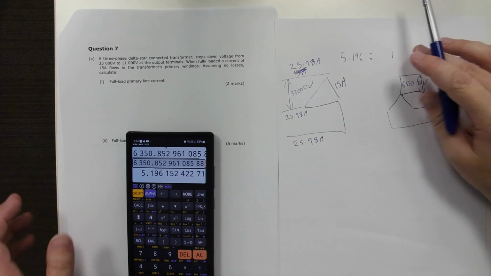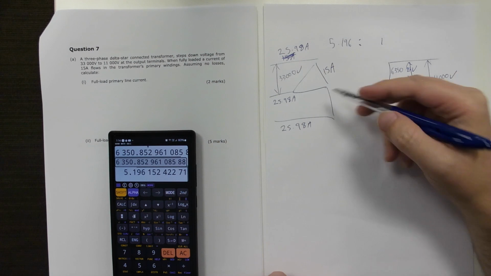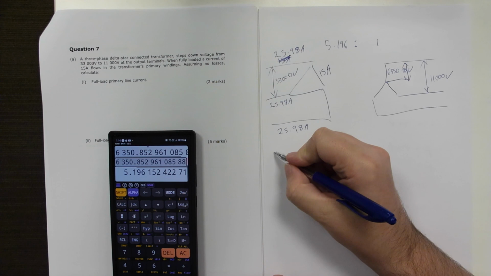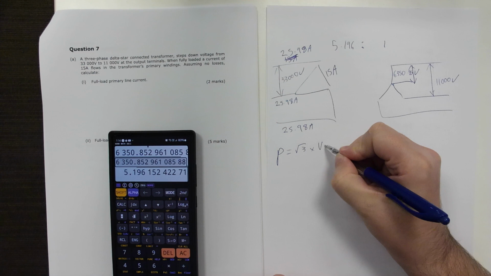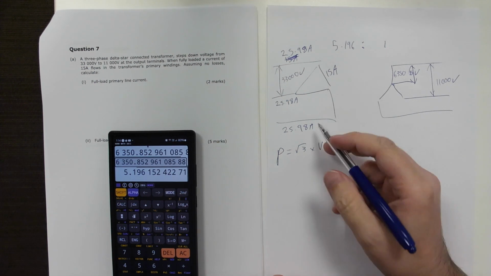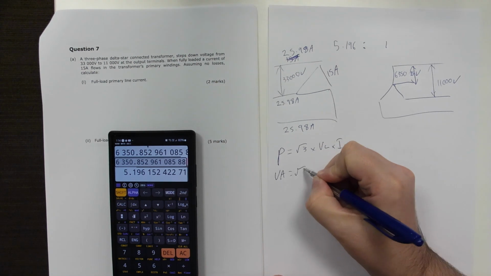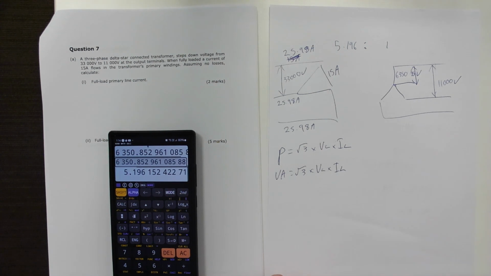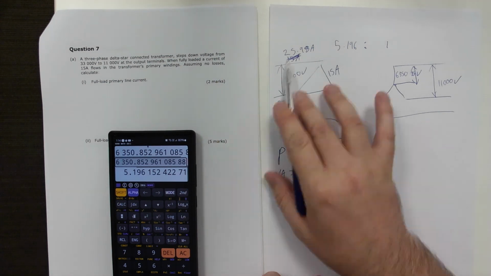And now I realize I'm doing this when I didn't need to. What I should be doing is I had 11,000 got there. I should just use my power formula. It'll be simpler. So power, or VA, I should say, equals root 3 times V line times I line. Being a transformer, and we're not doing a resistive load. And so we can actually work out for this side.